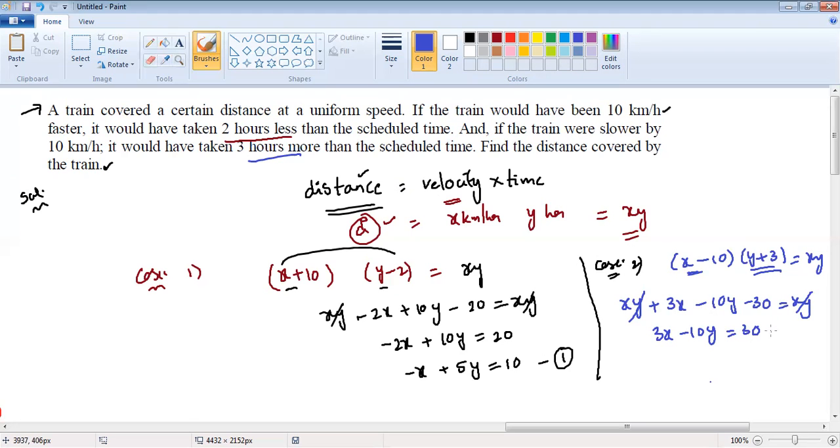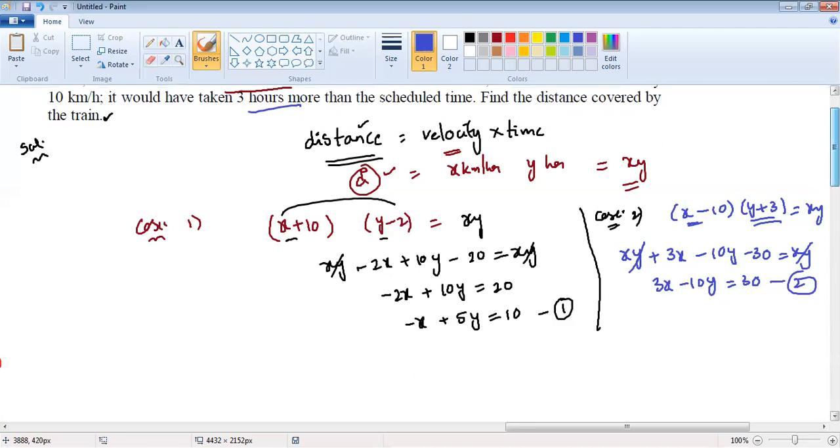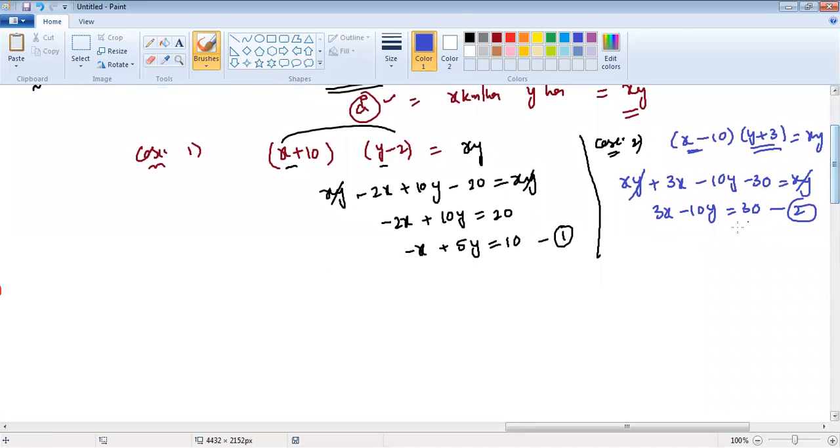Now, what are the equations we have? Two equations, number one and number two. Can you solve it and tell me? Take whichever method you wish. You can take this as number one, or you can take this one instead.